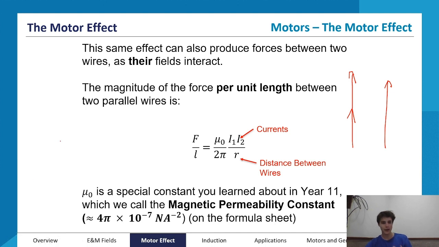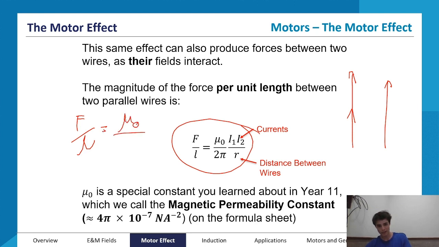Now, the magnitude of the force per unit length between the two parallel wires is given by this formula here, where the force divided by the length is equal to mu naught, divided by 2 pi, times our current 1, times our current 2, divided by our radius. Just as a quick side note, as always, this formula is on your formula sheet.